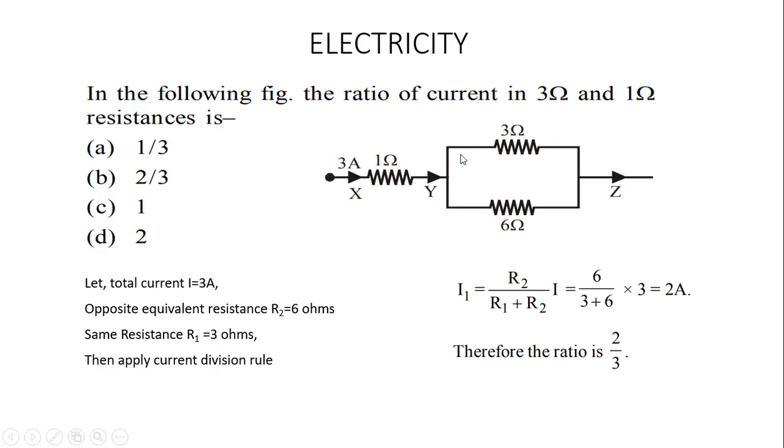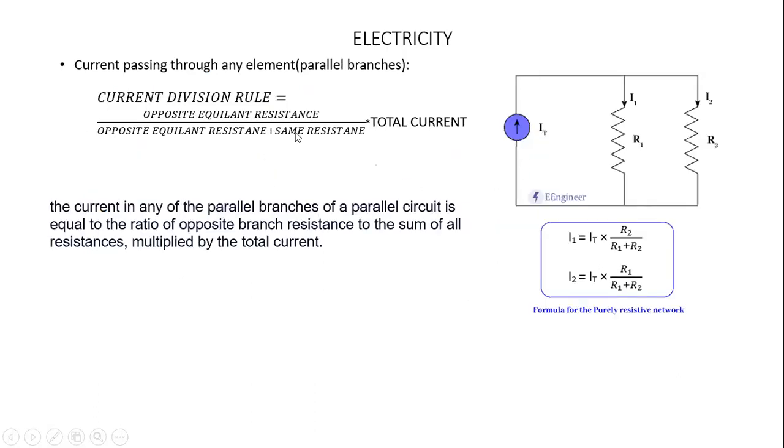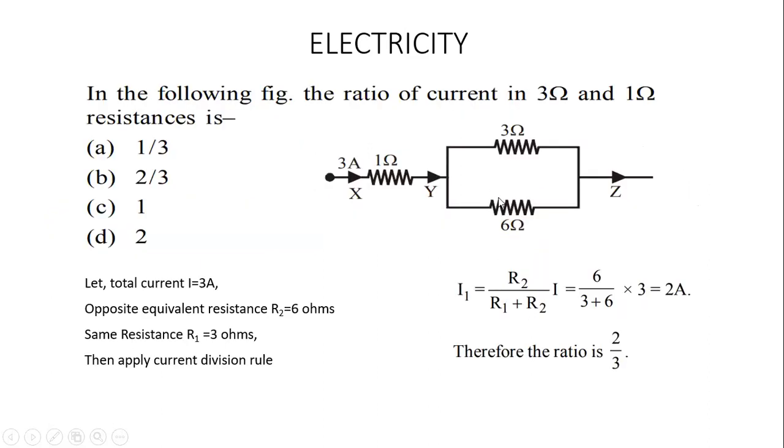Now the current passing through the 3 ohm resistance. For the 3 ohm resistance we will use the current division rule: opposite resistance by opposite resistance plus same resistance into total current. Here that is R2 by R1 plus R2 into I. So the opposite resistance of 3 ohms is 6, over same resistance 3 plus opposite resistance 6, into total current. Total current is 3 amperes. So multiplying this, we get 2 amperes.